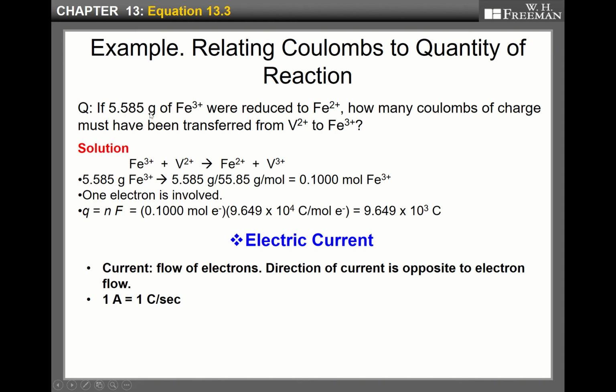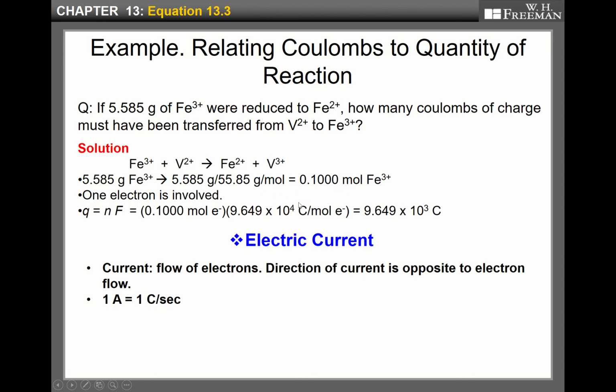So if we divide this amount of the ferric ion by the atomic weight of iron, we get 0.100 mole ferric ion. This one ferric species receives 1 electron, so this amount of ferric species receives this amount of electrons. So the number of electrons is 0.1 mole.